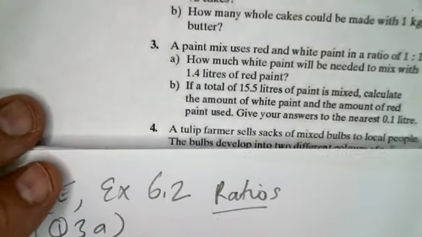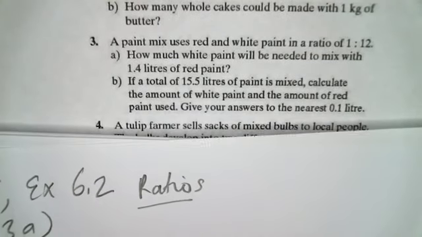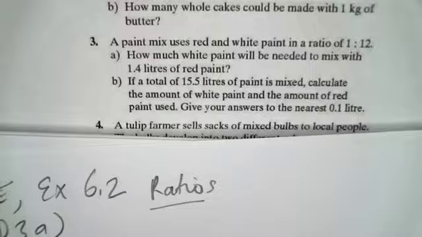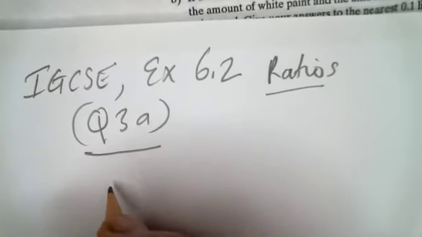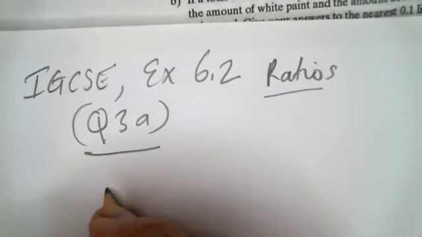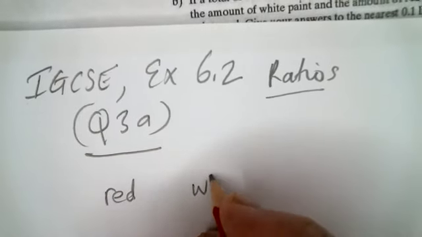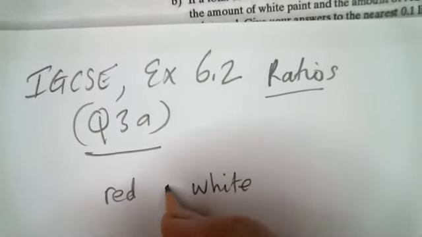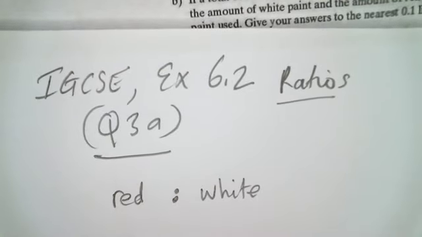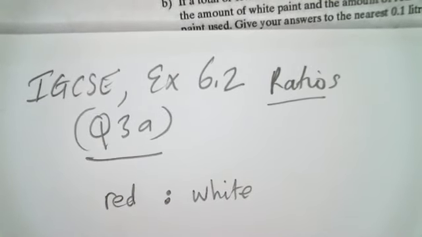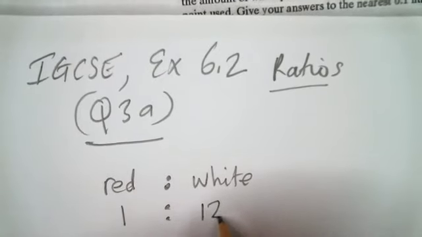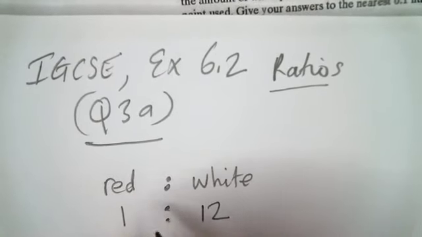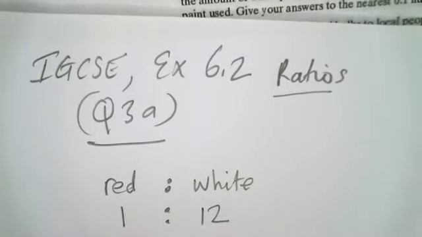And the first bit says a paint mix uses red and white paint in a ratio of 1 to 2. So I like to write that out and put the details in there. So we've got a ratio of red to white, the column in the middle indicates the ratio. And this is red to white, and we know the ratio is 1 to 12. So it's mostly white with a bit of red, so it's going to look a little bit pink, I imagine.